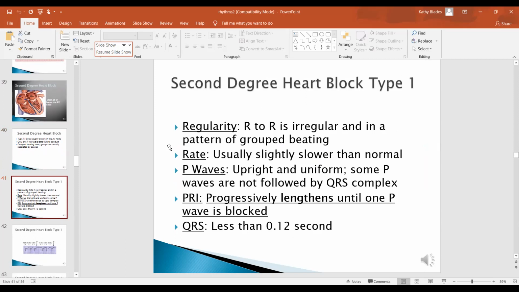And then here's the second degree. This is the other thing as you go through the 5 steps of figuring out what your rhythm is. So the R to R is irregular and in a pattern of grouped beating. The rate is usually slightly slower than normal. So normal 60 to 100, right? P waves upright and uniform. Some P waves are not followed by QRS. PRI that progressively lengthens until one P wave is blocked, and then the QRS is the same.